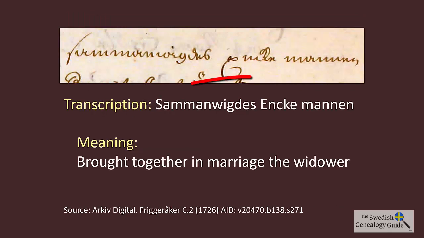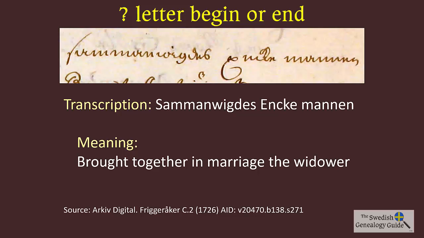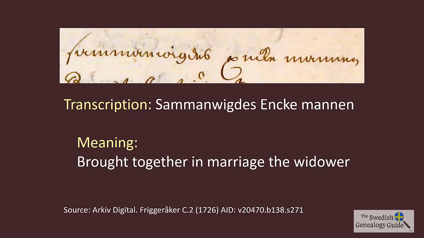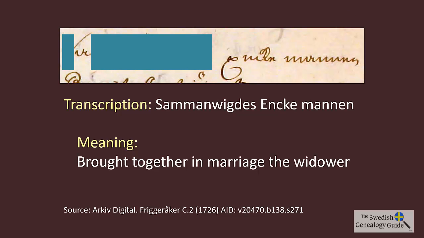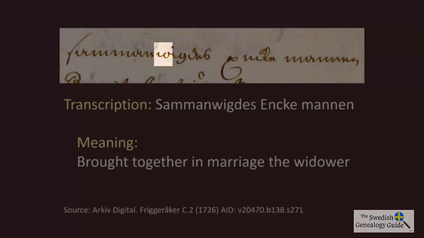In this example, we have Sammanwigdes Encke mannen. This came out of a marriage record, and the person who wrote this used a lot of vertical lines, which I call minims. There's so many minims that it's really challenging to look at, and you wonder, where does one letter begin and another letter end, until you start breaking it down. And when you come into a situation like this, what you want to do is start covering letters. You could use your fingers, a pencil or eraser, whatever, to break out the letters that you recognize first, and then just do it by logical deduction, that if that's a letter, then what's the letter after it or before it.